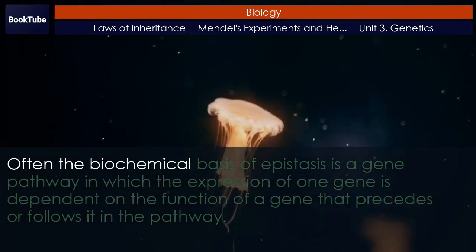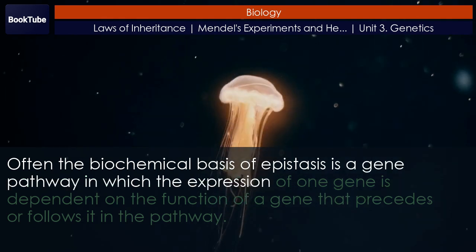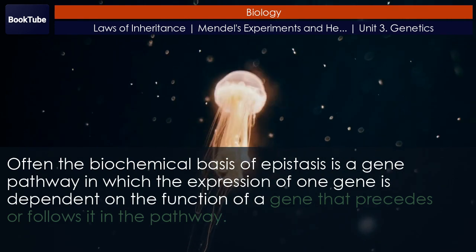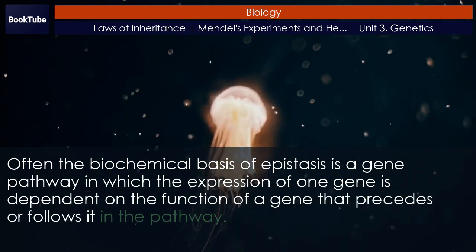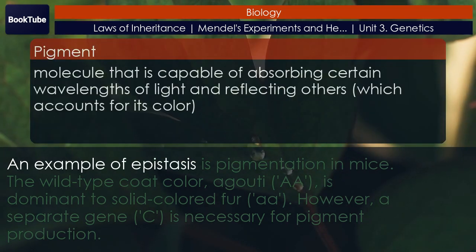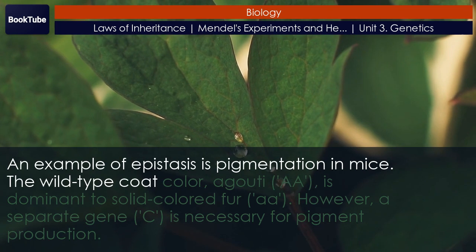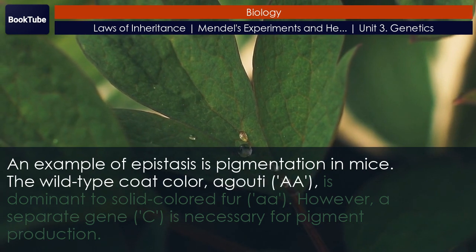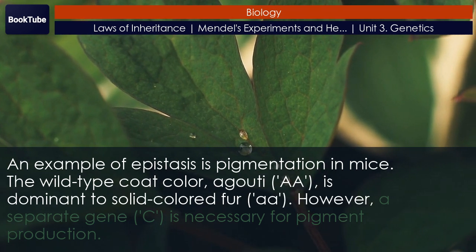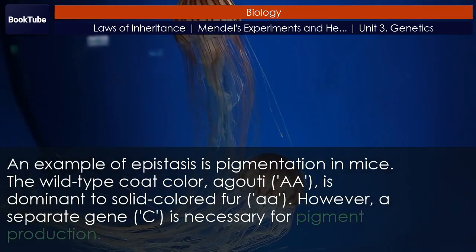Often the biochemical basis of epistasis is a gene pathway in which the expression of one gene is dependent on the function of a gene that precedes or follows it in the pathway. An example of epistasis is pigmentation in mice. The wild-type coat color, agouti, is dominant to solid-colored fur. However, a separate gene, C, is necessary for pigment production.